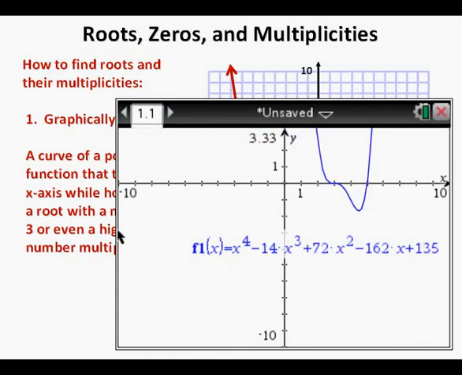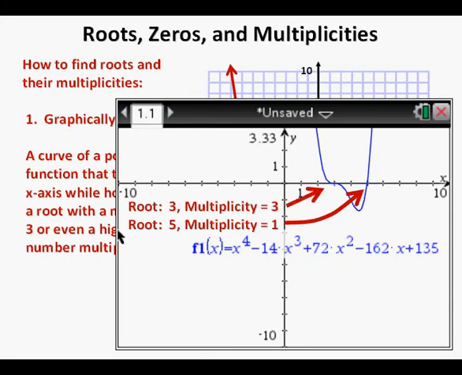Now here's a 4th-degree polynomial graphed. Here's a root with a value of x equals 5 and a multiplicity of 1. The graph goes straight through the x-axis without a jog or hesitation, indicating a multiplicity of 1. And this other root to the left is a triple root, so we call this on the left a root with a value of x equals 3 and a multiplicity of 3.